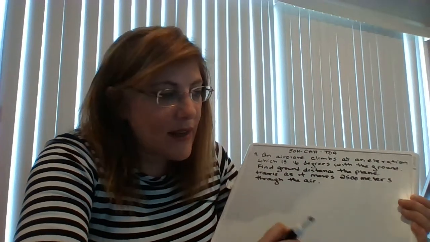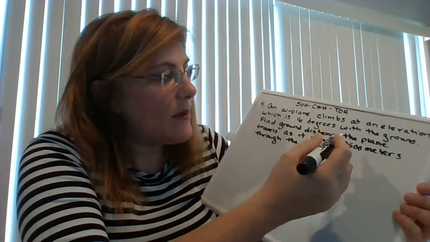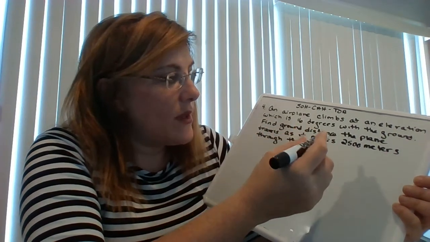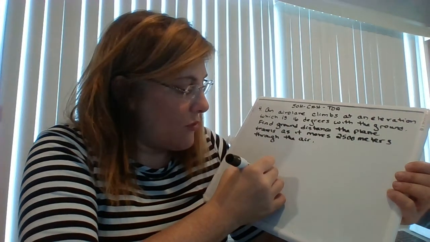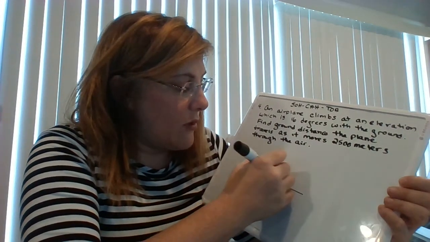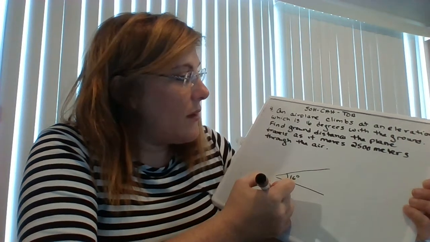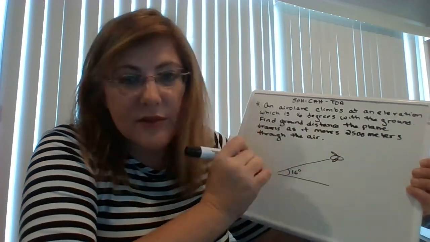Okay, so here's the second problem from the homework. It says an airplane climbs at an elevation which is 16 degrees with the ground. So when you see elevation, you think angle of elevation. You draw the ground, you draw an angle of elevation of 16 degrees. And it says an airplane climb. So here's our little airplane.